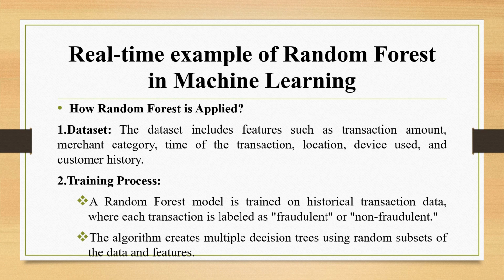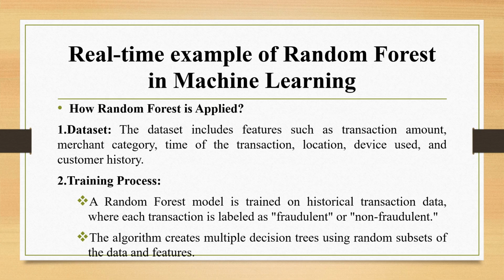So how is the random forest applied for the above scenario? First one is the dataset. The dataset includes features such as transaction amount, merchant category, time of the transaction, location, device used, and customer history. These are the parameters that we are going to take in our dataset.